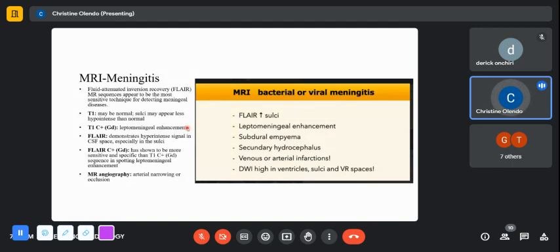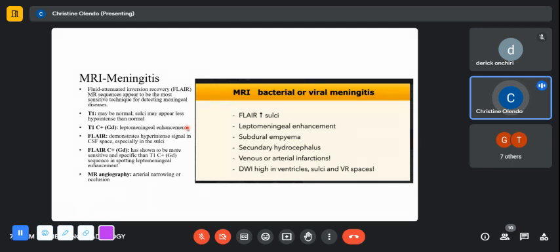So in MRI, FLAIR appears to be the most sensitive technique for detecting meningeal disease. In T1, it may be normal, or the cell side may appear less hyperintense than normal. If you do T1 with contrast, you will see leptomeningeal enhancement. FLAIR demonstrates hyperintense signal in the CSF spaces, especially in the cell side. And then FLAIR with contrast is more sensitive and specific than T1 with contrast, and it will help you spot leptomeningeal enhancement with ease. And then you have the MRA, which might show arterial narrowing or occlusion.